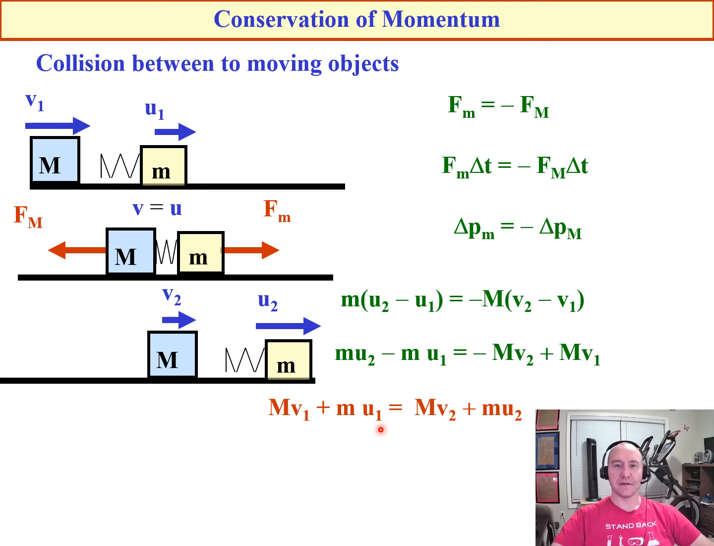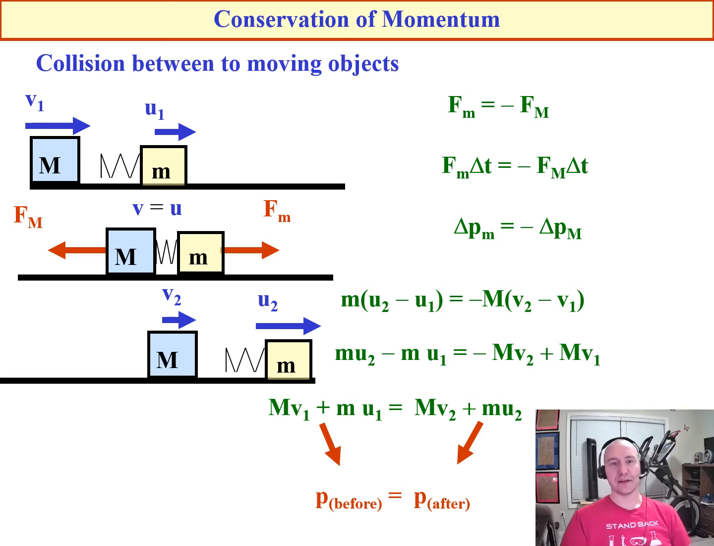the large mass times v1, which is the initial velocity, and then the small mass times u1, which is the initial velocity. That's going to be all the initial momenta. And then mass 2, the large mass times velocity 2, plus the small mass times u2, that's all the final momenta. So all of the initial equals all of the final, which effectively gives us conservation of momentum. So momentum is going to be conserved.